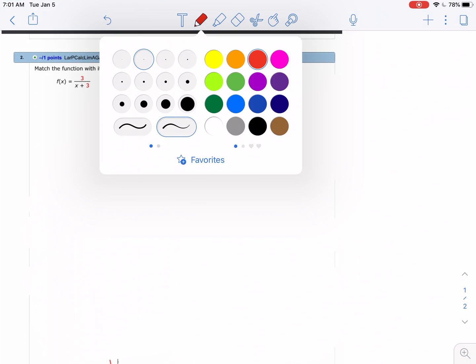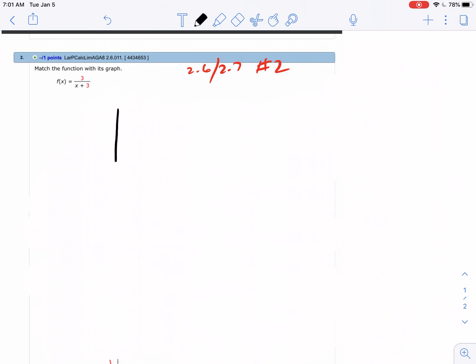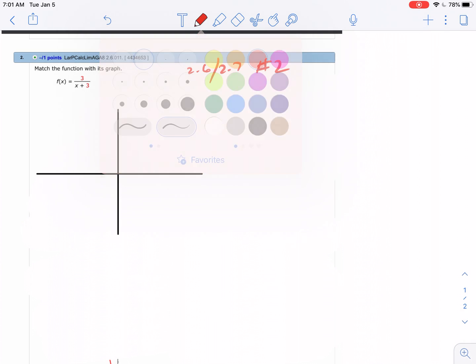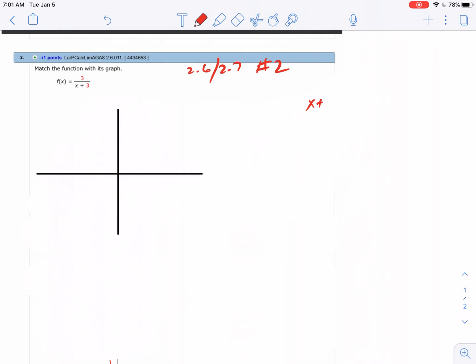So why did it show up that way on the graph? Let's go ahead and graph this thing. One of the first things I always do is I take the bottom off to the side. X plus 3 is equal to 0. I subtract 3 on both sides, and I get x equals -3. What this tells me is, because there's not the same factor of x plus 3 on top, I have this vertical asymptote at x equals -3.